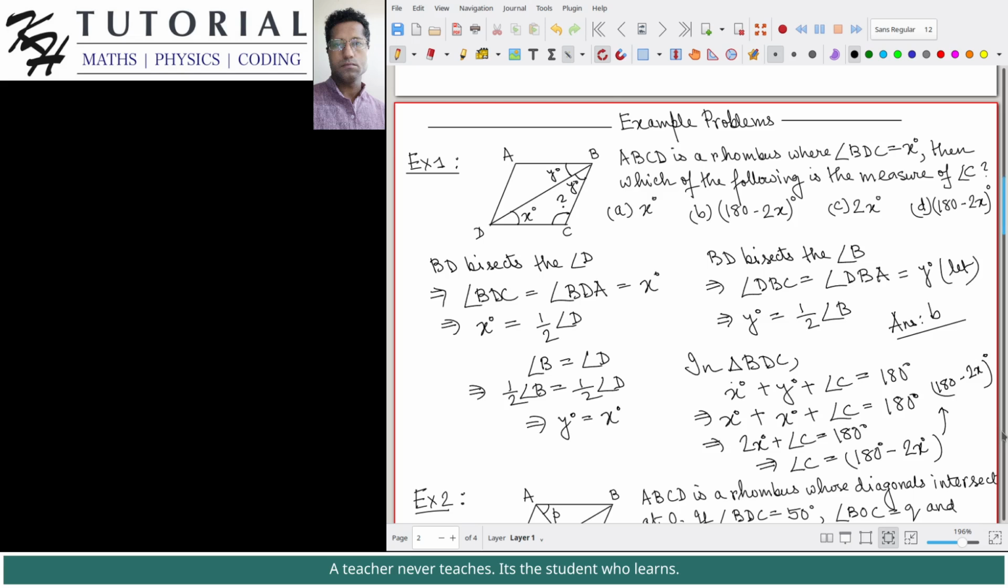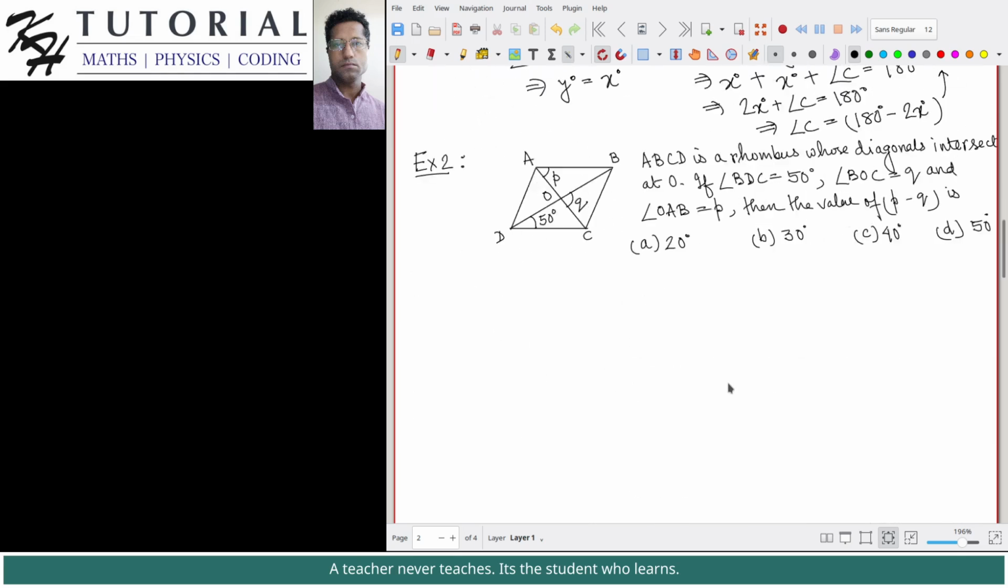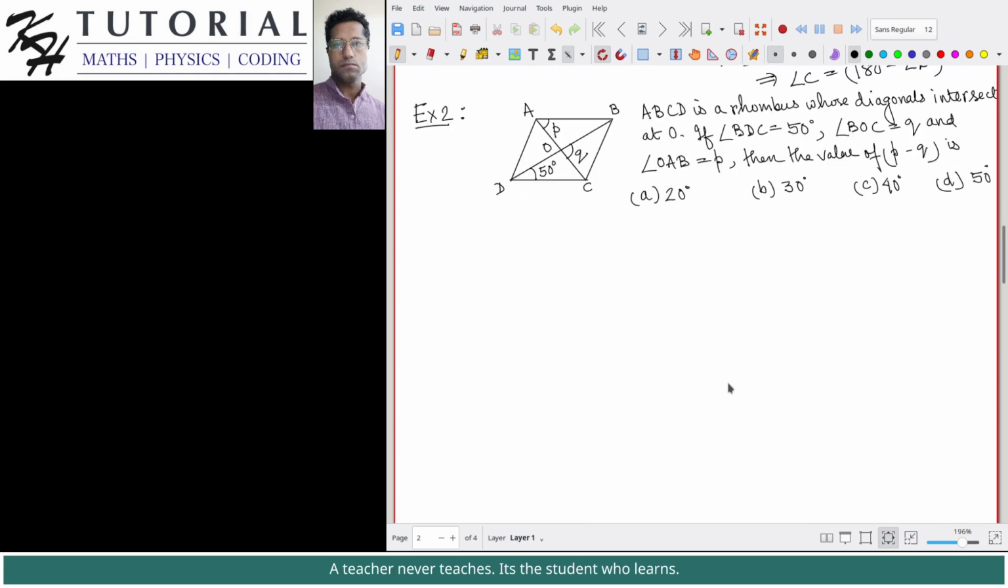Okay, let's do problem number 2. ABCD is a rhombus whose diagonals intersect at O. If angle BDC is 50 degrees, angle BOC is Q degrees, and angle OAB is P degrees, then the value of P minus Q is, we have to find the value of the angle P minus angle Q.